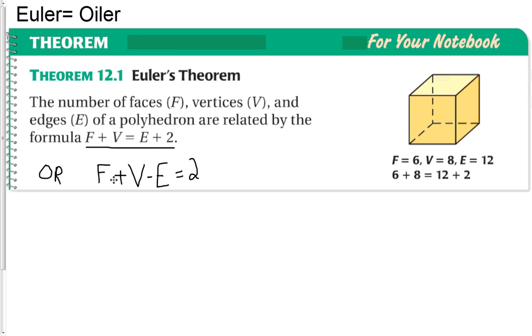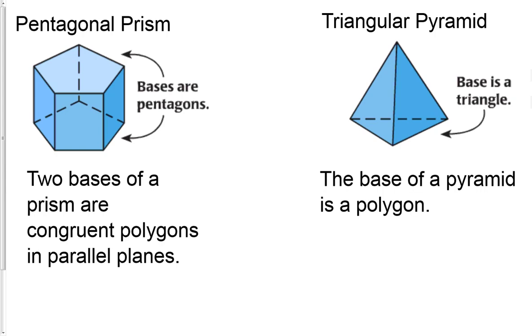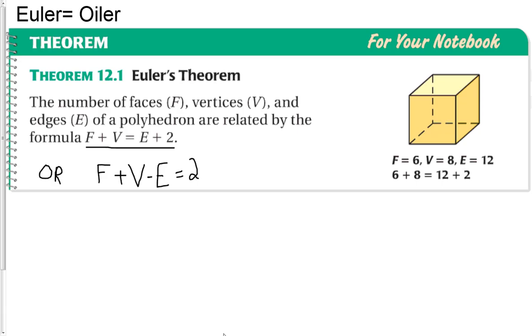So F plus V minus E equals 2 is another way to think about it if you want them all on one side. And so we're going to use this a couple more times to verify the edges, faces, and vertices that we find in some of these later problems, to make sure they match, that they verify Euler's theorem.